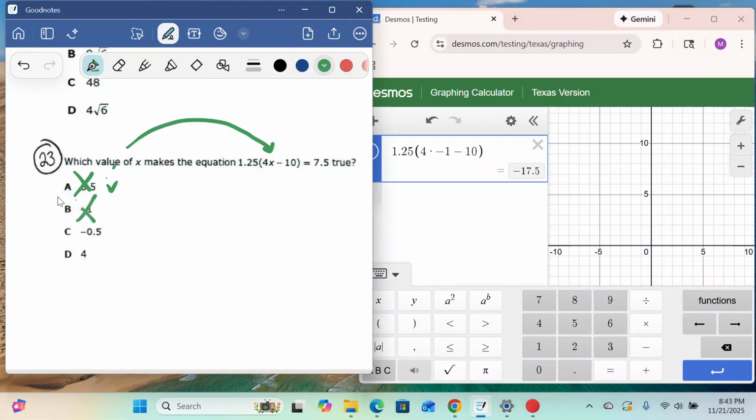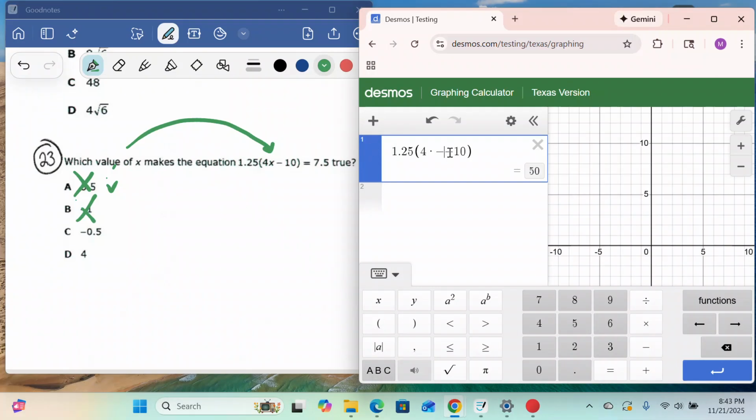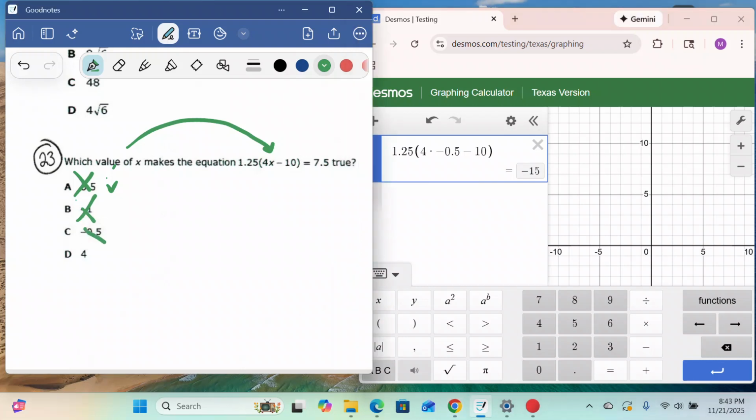Then I'm going to put in my next one, which is -0.5. I'm going to input that, take away the -1, and put -0.5. And that gives me -15. That also gives me a false statement. And then, of course, I'm going to do the last check, which is 4.